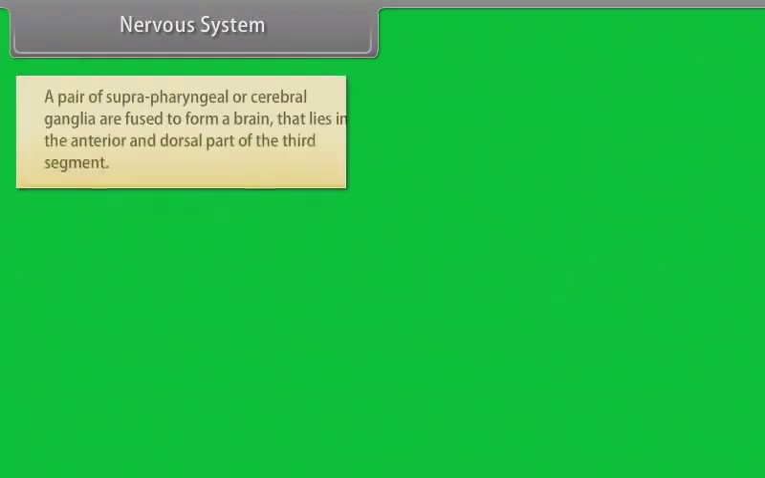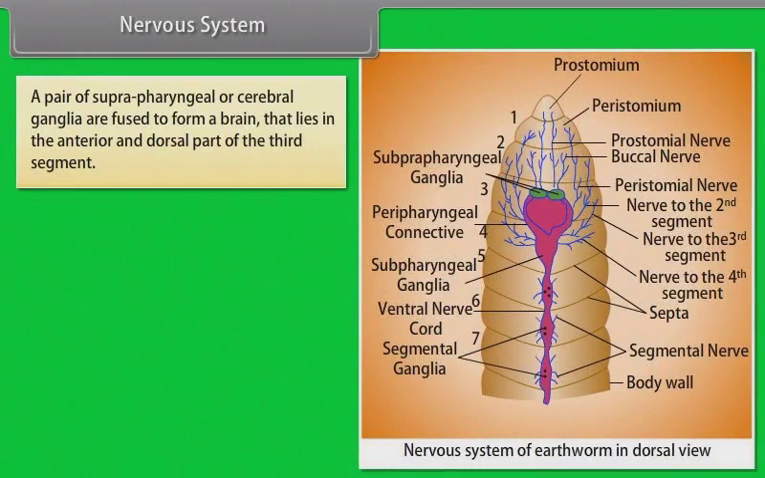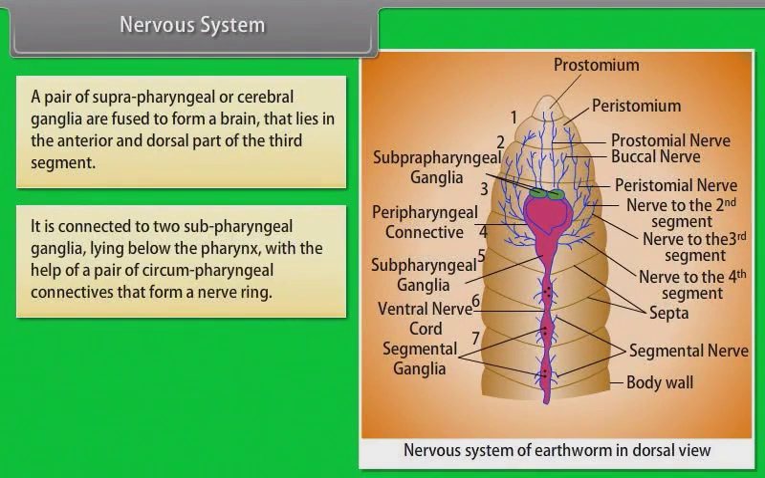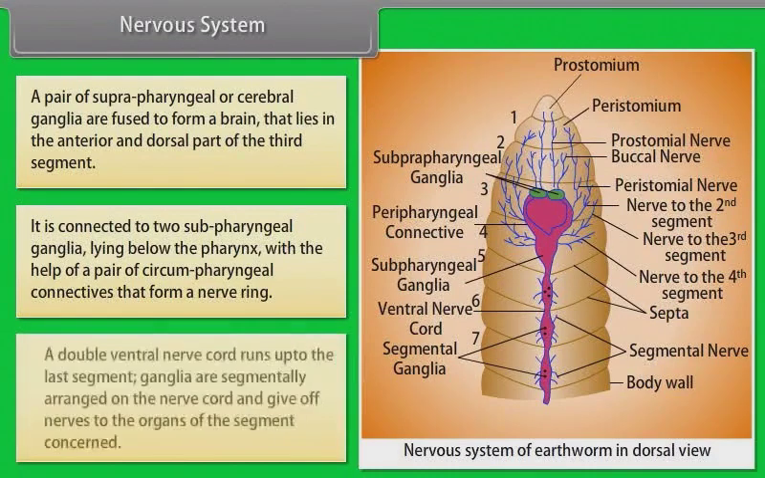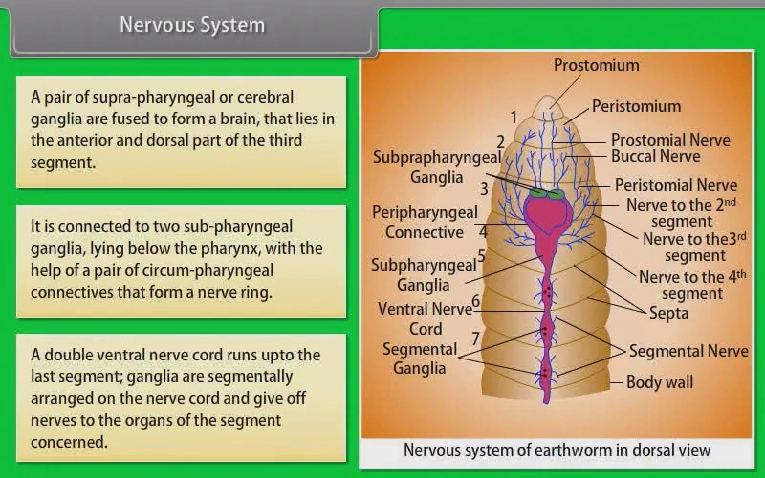Nervous system. A pair of suprapharyngeal or cerebral ganglia are fused to form a brain that lies in the anterior and dorsal part of the 3rd segment. It is connected to 2 subpharyngeal ganglia lying below the pharynx with the help of a pair of circumpharyngeal connectives that form a nerve ring. A double ventral nerve cord runs up to the last segment. Ganglia are segmentally arranged on the nerve cord and give off nerves to the organs of the segment concerned.